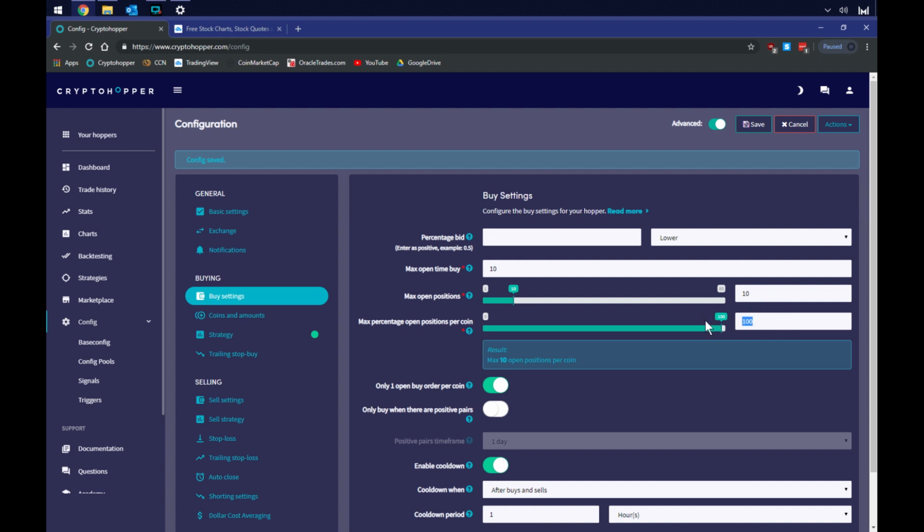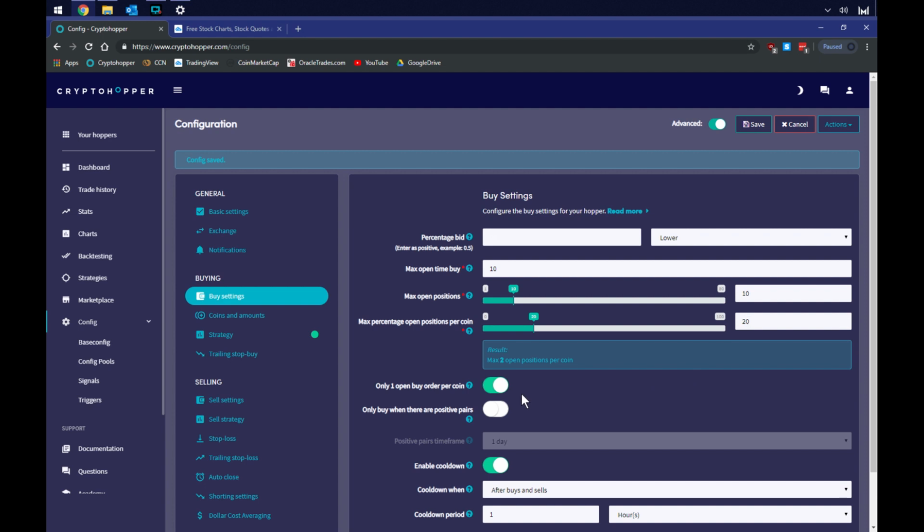You may want to avoid having 9 or 10 positions coming from the same currency pair, and this is also linked to the amount of currencies you're actually planning on trading with. So assuming we want a maximum of 10 open positions and we chose 5 different currencies, we could establish that the maximum percentage open positions per coin is 20, allowing 2 positions per coin pair open simultaneously at any given point in time.